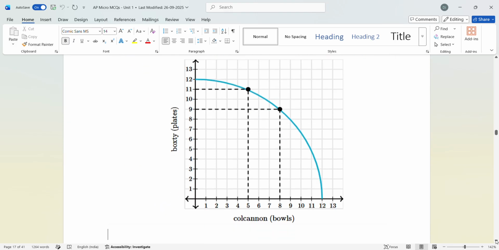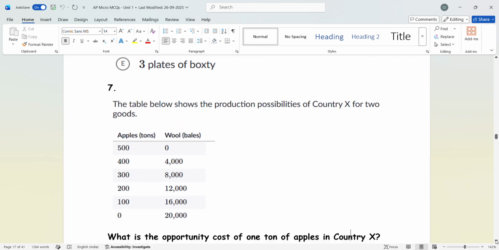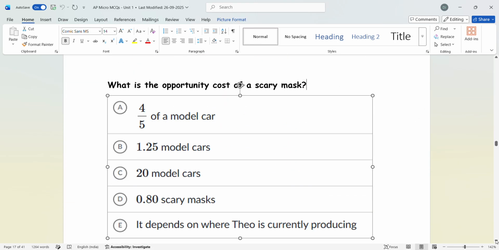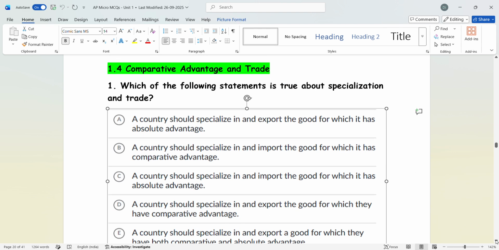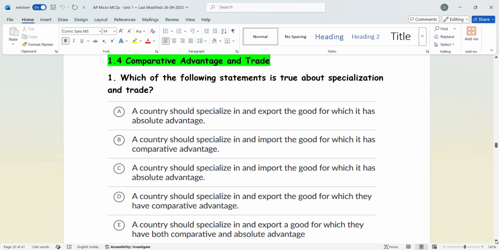All right. Okay, let me move to the 5 questions that I wanted to give for comparative advantage and trade, and these are the ones.